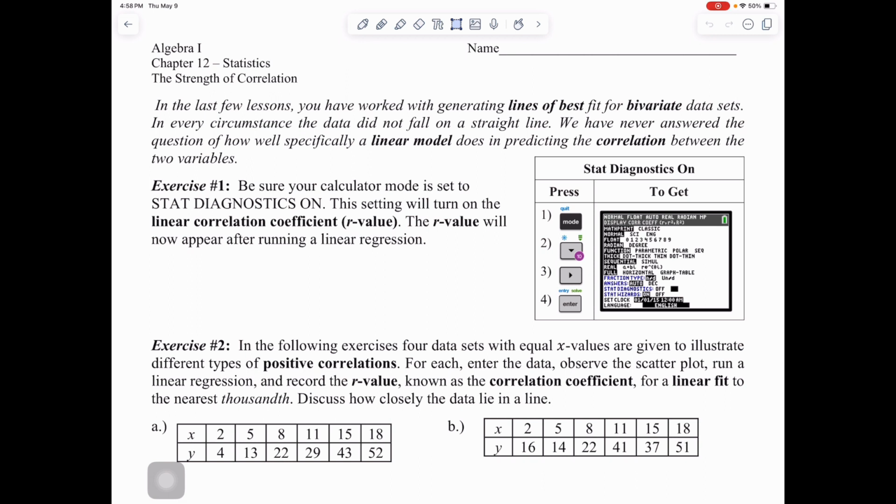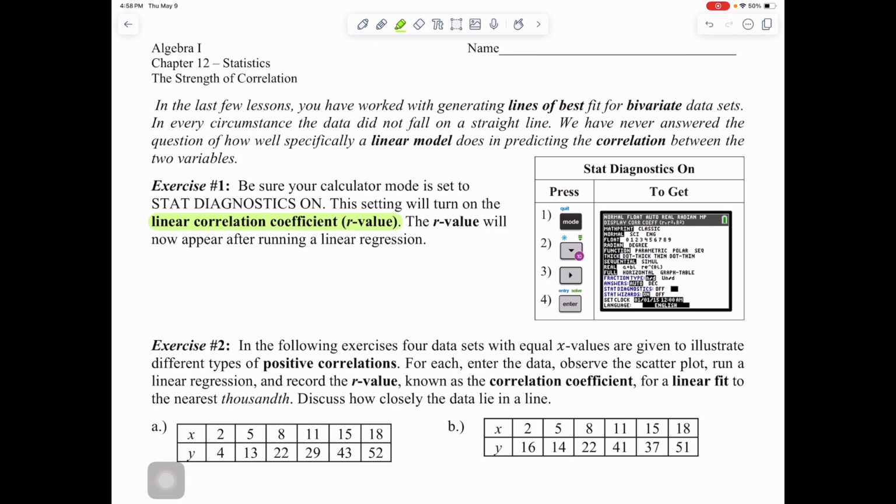So in exercise 1, it says be sure to turn your calculator mode set to stat diagnostics on. This setting will turn on the linear correlation coefficient, which is the R value. So let's mark that in some way, highlight, underline. And that's really the only thing you have to do. As long as you make sure that's turned on in your mode, the R value is just automatically going to appear after you run the linear regression that you already learned how to do in the prior lesson. So there's no extra keystrokes. It's not a different calculation. Just make sure that's on and it will show up.